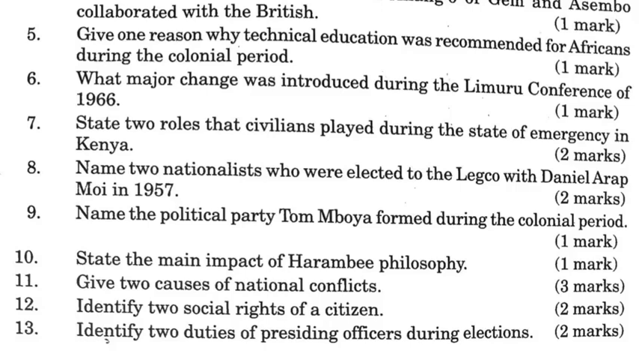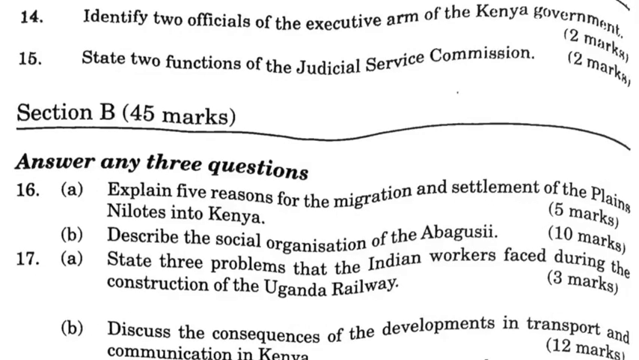2. To assist the illiterate and physically challenged to vote. 3. To ensure voters' cards are valid. Announce results for the polling station. Ensure order in the polling station. 14. Identify 2 officials of the executive arm of the Kenyan government. The President, the Ministers, Vice President, Head of Civil Service and Secretary to the Cabinet.